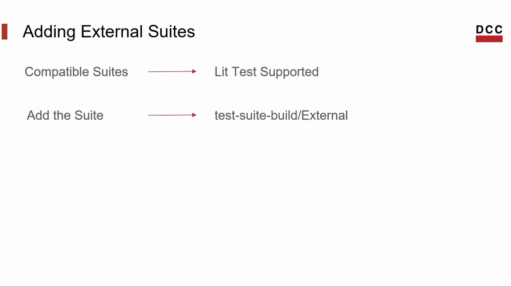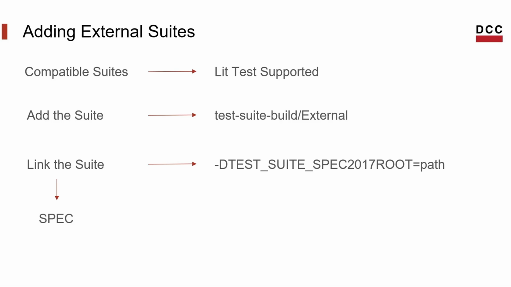And another option is to link the suite. This option we can use for suites that LLVM supports more, like SPEC CPU, because we have a flag during the CMake process, the compilation process, to specify the path to SPEC CPU, for example. So we can use this flag and pass the path to a build of SPEC CPU, and the LLVM test suite and SPEC CPU will be integrated without any work.